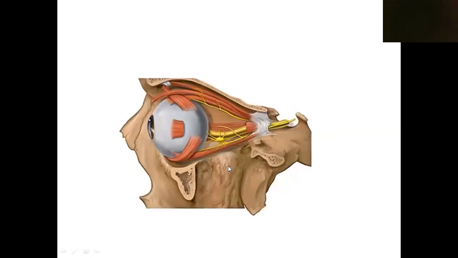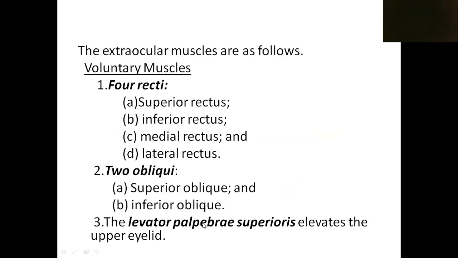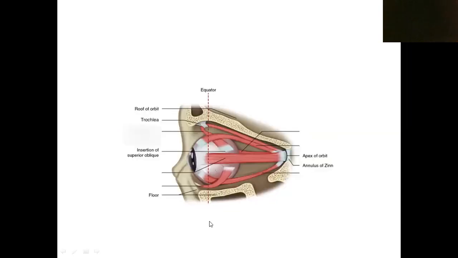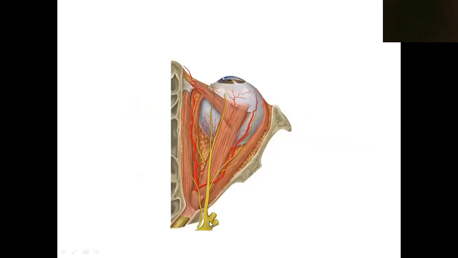Okay. Then levator palpebrae superioris. Levator is the name, it elevates. Palpebrae means eyelid, superioris means upper eyelid. Okay. So those are the details of these muscles.